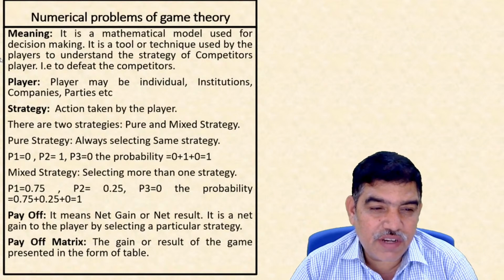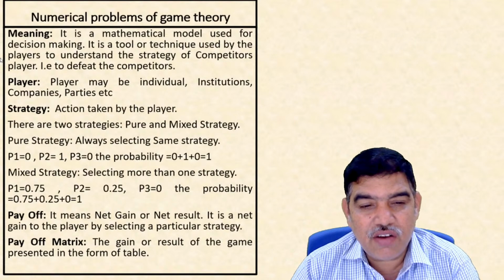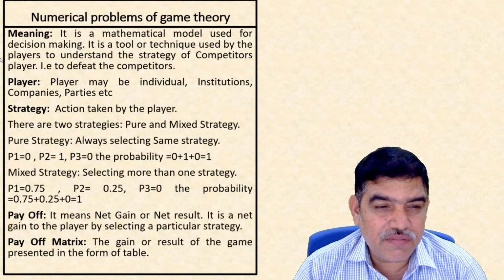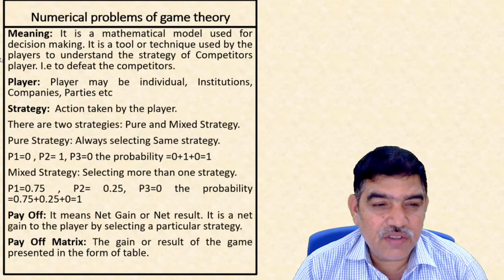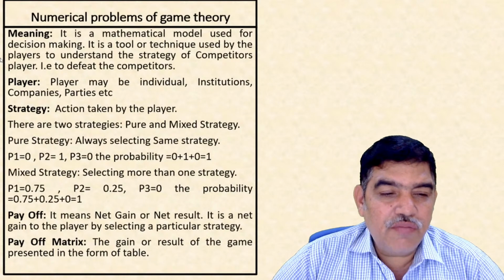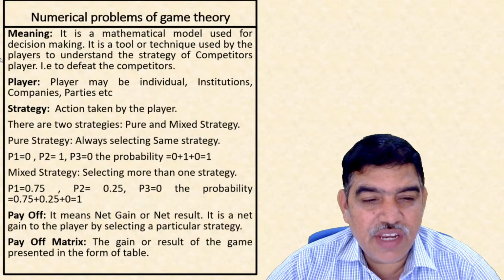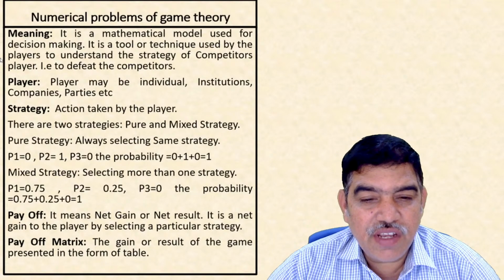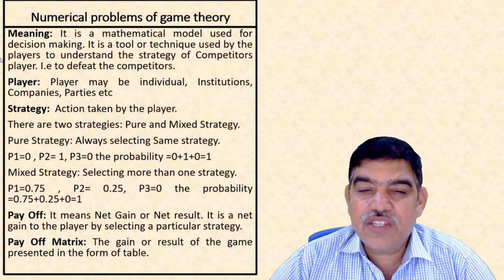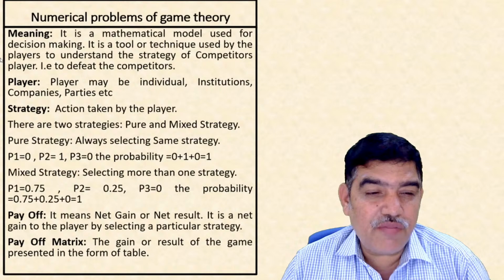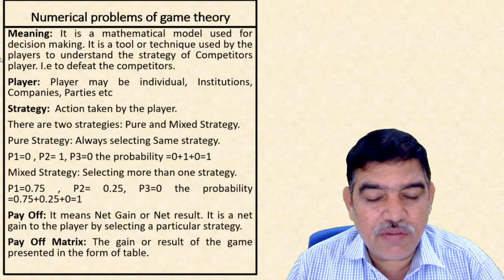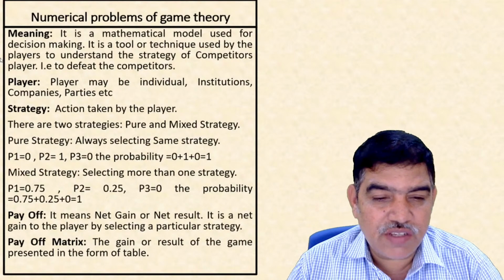Payoff matrix. What is payoff matrix? The gain or result of the game presented in the form of a table. So once again I am repeating here. What is payoff first? Payoff means the net gain or net result, the net outcome. It is the net gain to the player by selecting a particular strategy. Then after payoff, you go for matrix: you can represent all the values in the form of a matrix, row and column wise.